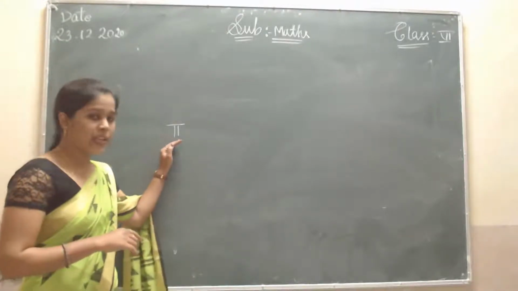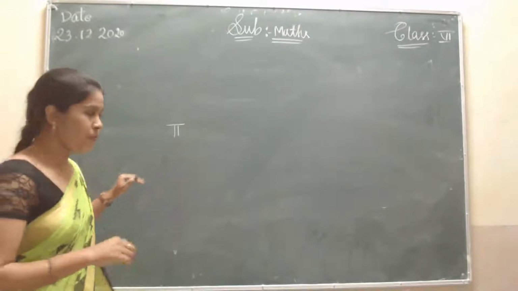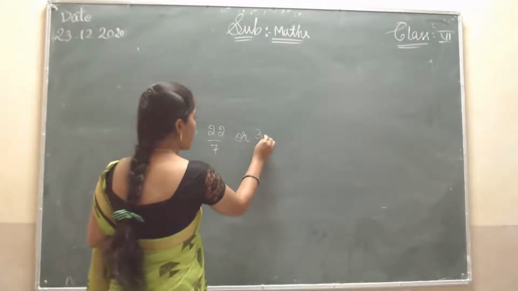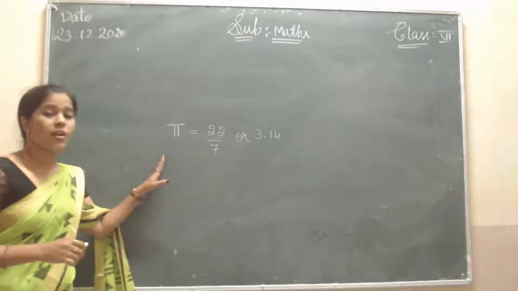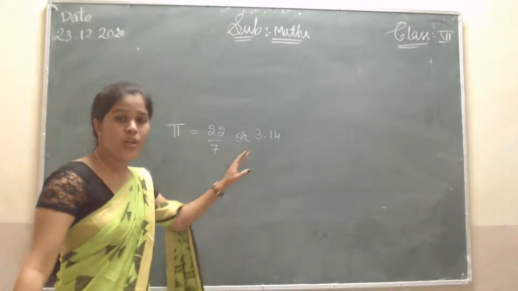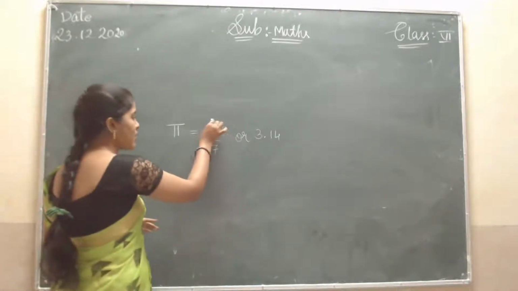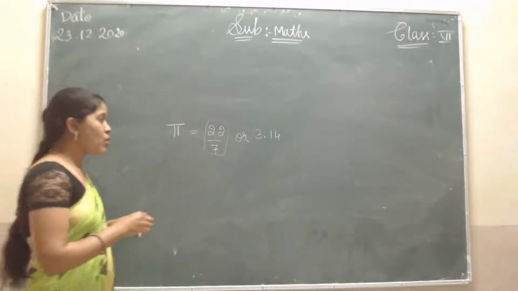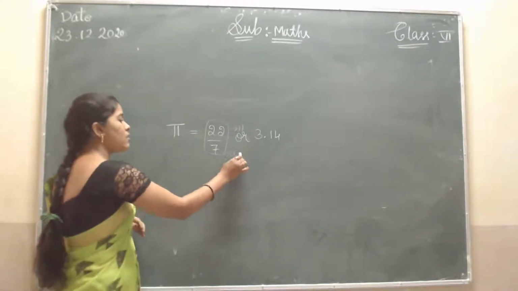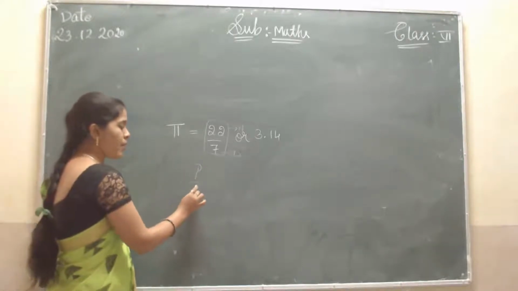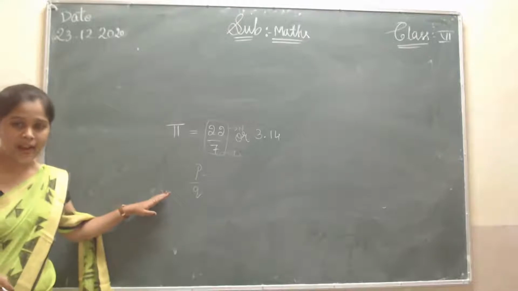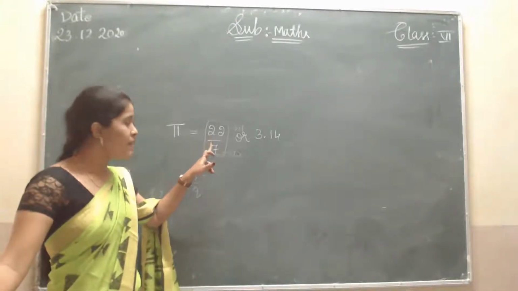This is nothing but pi, and pi has a constant value, that is 22 by 7 or 3.14. This value is constant, 22 by 7 or it can be written as 3.14. Here 22 by 7 is in the form of a fraction because 22 is in the numerator and 7 is in the denominator. This is in the form of P by Q, where P is the numerator and Q is the denominator, and Q is not equal to 0.